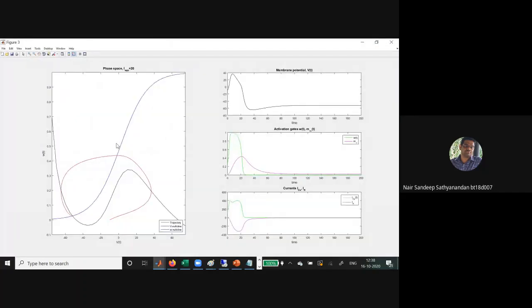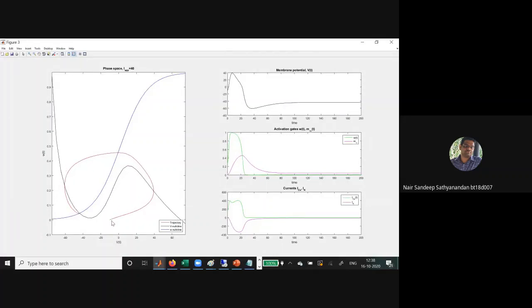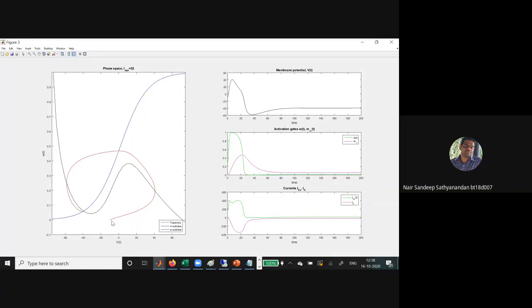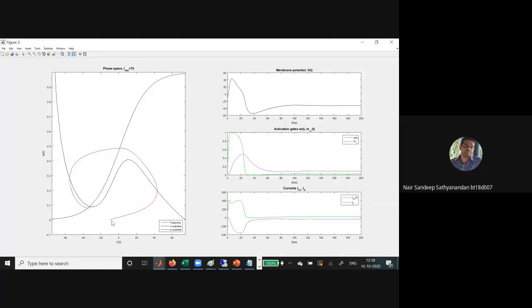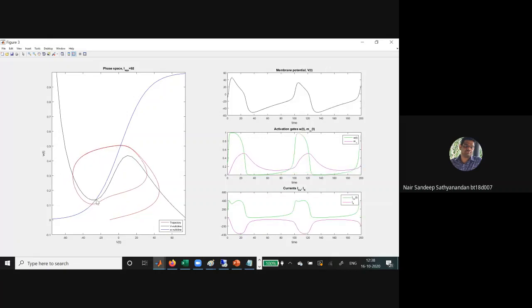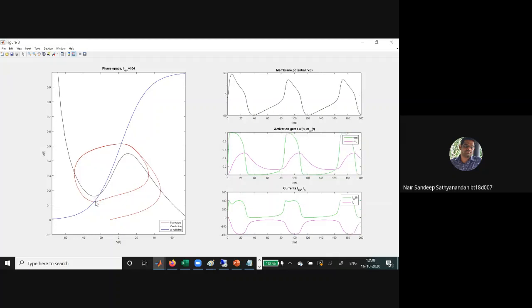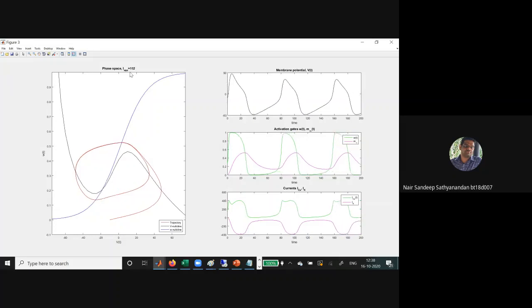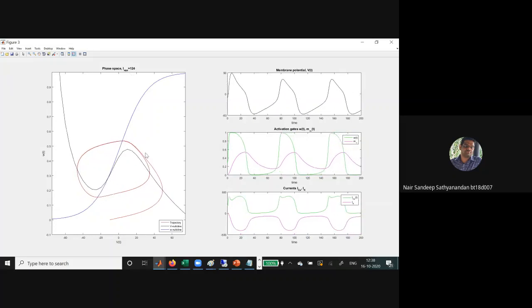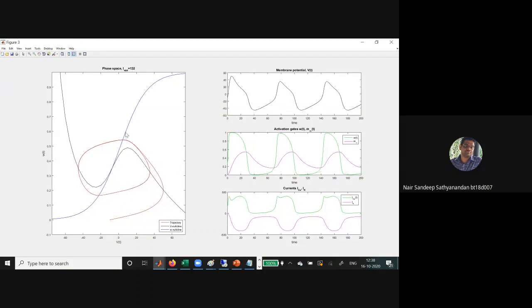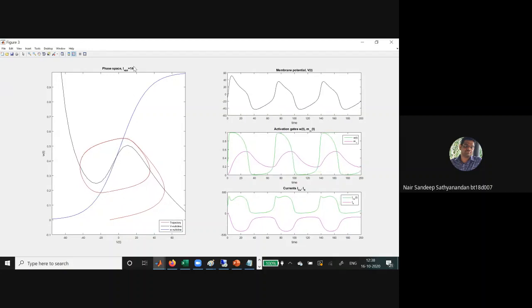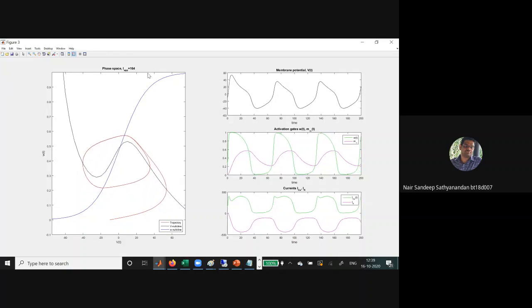Initially, it is starting at minus 10, 0. That is the starting point, V equal to minus 10 and W equal to 0. It is coming, and then it is reaching that fixed point, that is the intersection of the two nullclines. And suddenly when it crosses that current threshold, it enters into a limit cycle until the applied current is around 220, and then afterwards you can see it stable.